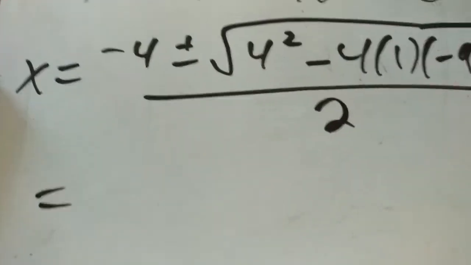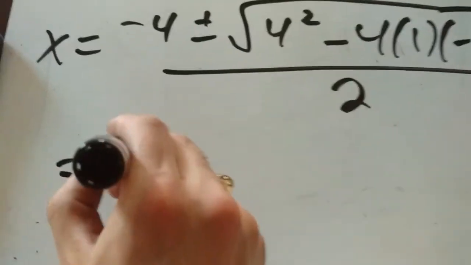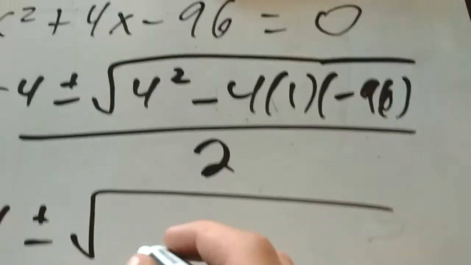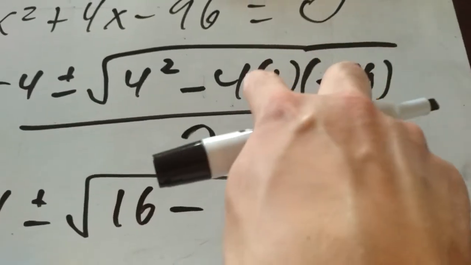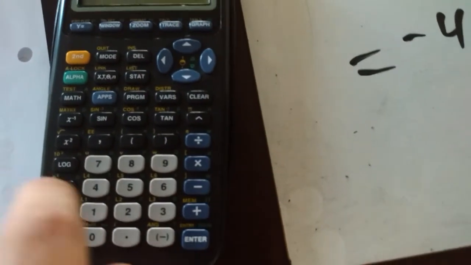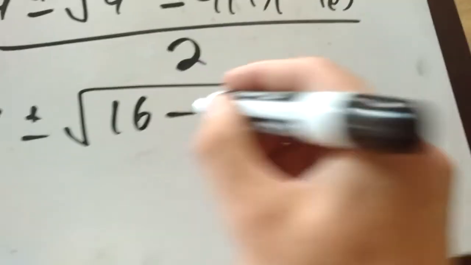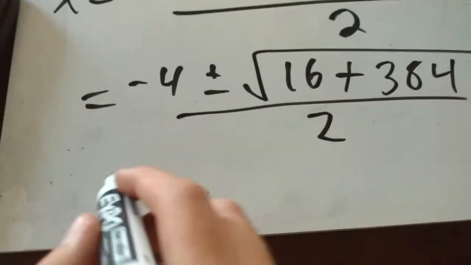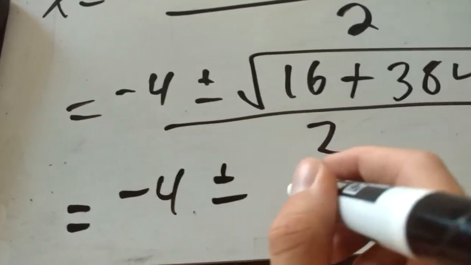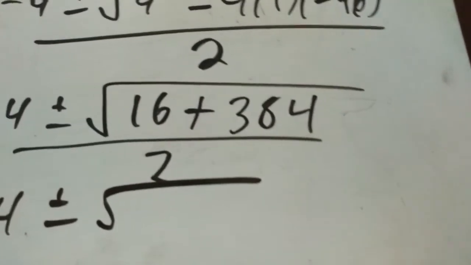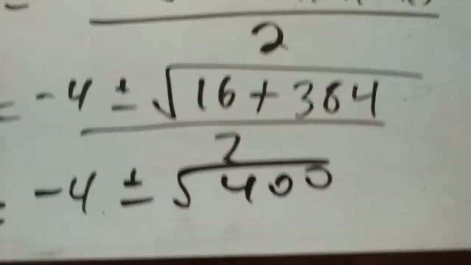If we're going to clean this up a little bit here, because it does say just leave your answers in exact form, this will be negative 4 plus or minus the square root of, well, 4 squared is 16, so 16 minus 4 times 1 times negative 96, well, that'll be 4 times negative 96, which is negative 384, so we'll be adding 384, divided by 2, or in other words, negative 4 plus or minus the square root 16 plus 384, I believe that's going to be 400, divided by 2.